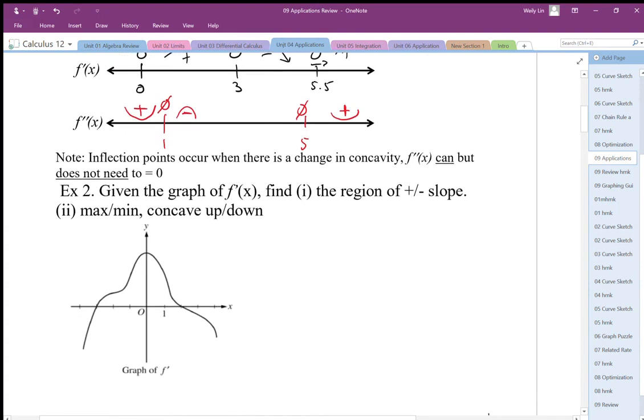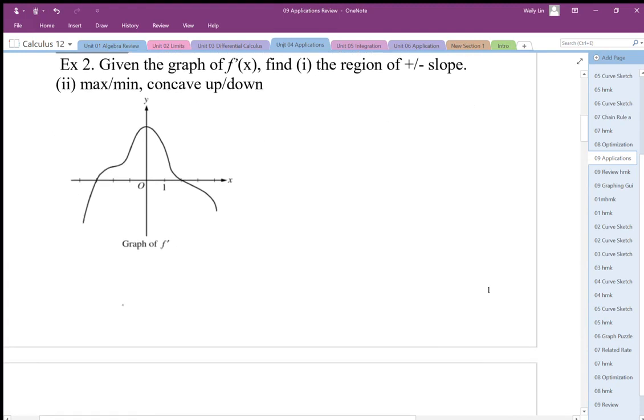Alright, so here's another one. Same issue here. We have a second derivative graph, and we're asked to find positive, negative slope, max, mins, concave up and down. Well, if we're going to find positive and negative slopes, we need to look at where it's equal to 0. So at negative 3, we have 0 slope. It's going down because it's negative slope here, or negative y coordinates, which means negative slope. Positive y coordinates here, so we have positive slope. It's not to do with the actual graph, it's to do with the y coordinates.